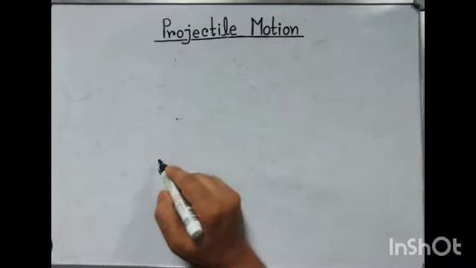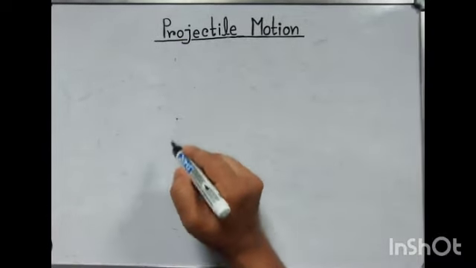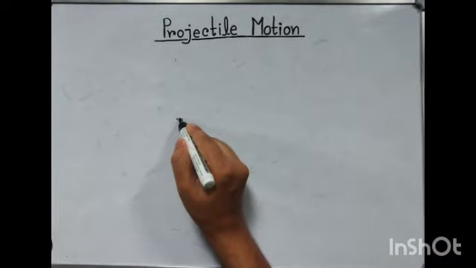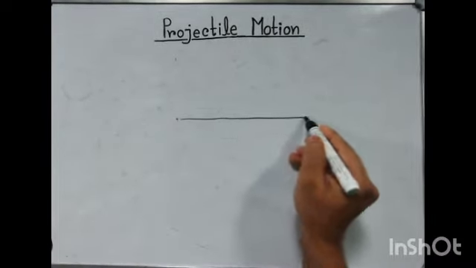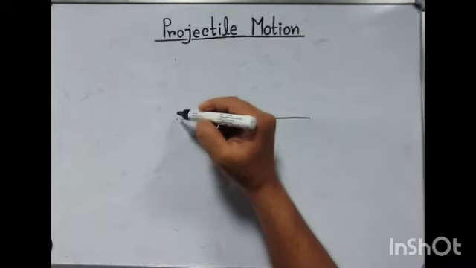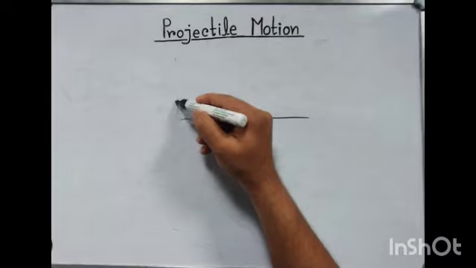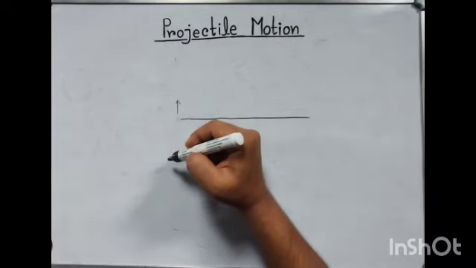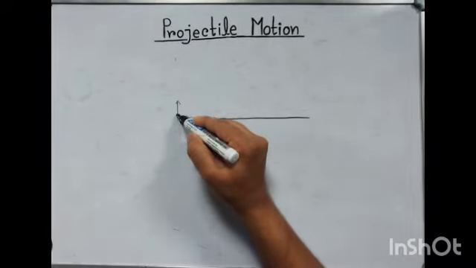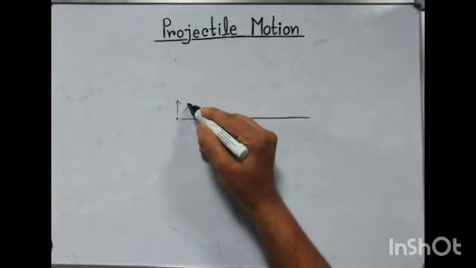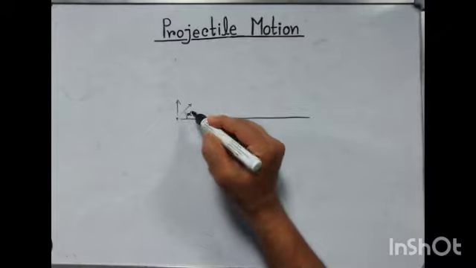Okay, today we will learn about projectile motion. Suppose you have a ball and this is ground. So now we have studied that if you throw the ball vertically upwards, then what will happen? We have studied that in vertical motion. But now we will study what will happen if you throw the ball with an angle alpha.